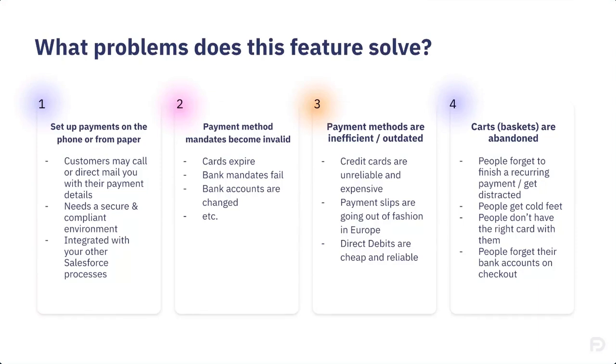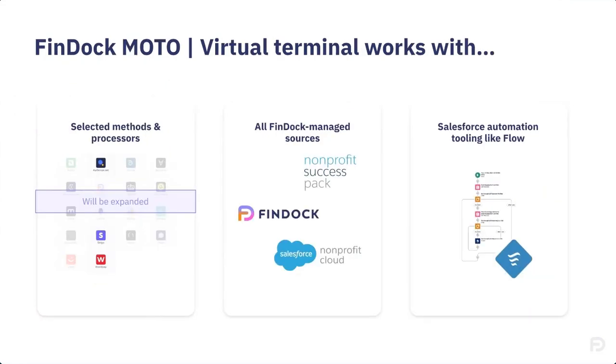We see that people are moving from credit cards to direct debit. Payment slips are getting out of fashion, which means you will need a new payment method to set up. And people simply forget to finish setting up a recurring payment, or get distracted, or in a commercial environment buy a product and then need to go somewhere. And this provides you an easy way to get in contact with them and then still set up a payment.